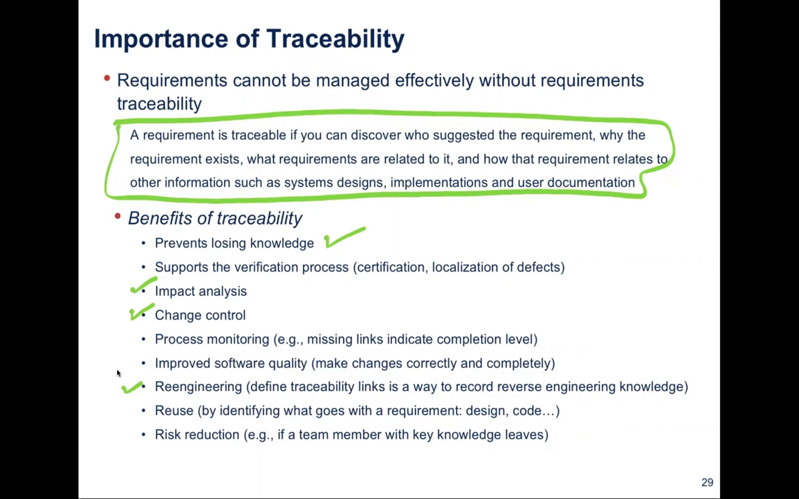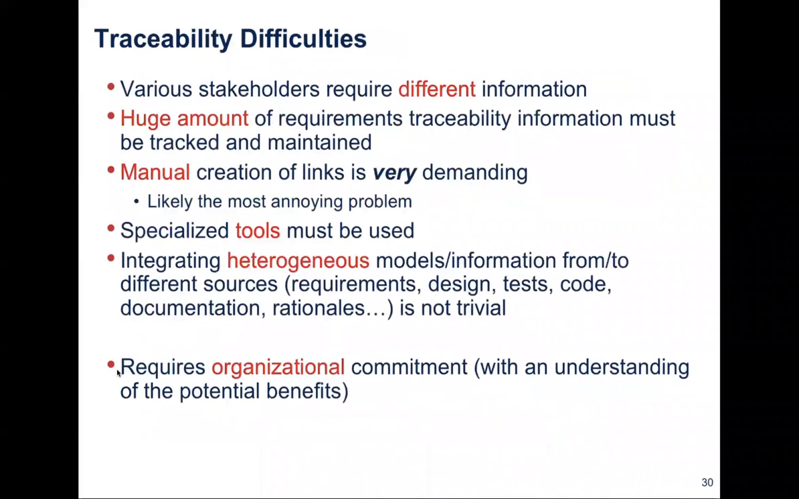So what are the main traceability difficulties? It might be related to the fact that various stakeholders actually require different information. So if they require different information, it might be hard to trace the entire relationship between requirements. Also, a huge amount of requirement traceability information must be tracked and maintained. So storing such amount of data related to traceability information might be challenging.